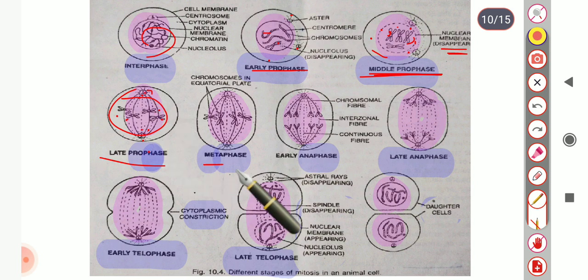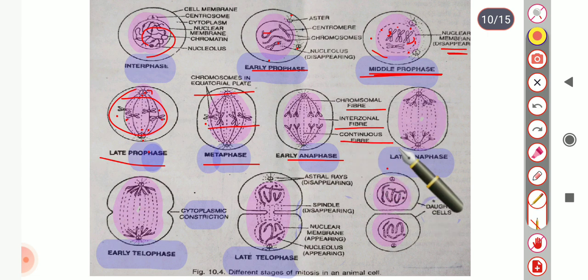In the metaphase, chromosomes are arranged in the equatorial plate. In the early anaphase, chromosomal fibers, interzonal fibers, and continuous fibers are formed. You can see the chromosomal fibers, and the chromosomes separate. You can see the interzonal fibers, where chromosomes separate, and the continuous fibers.